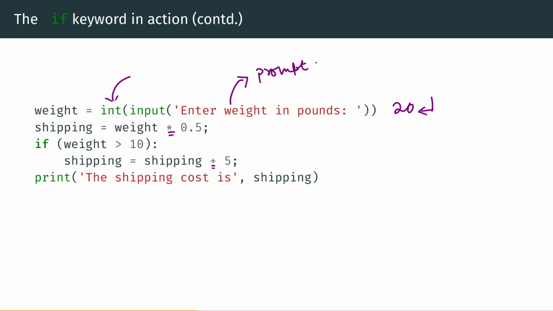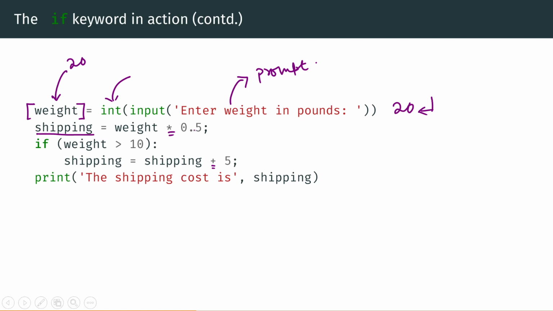So we do that and we save that value into a variable called weight. So weight equals int input, enter the weight in pounds. The user enters 20. So the weight now contains the value 20. Okay. Now the shipping cost is the weight times 0.5, because it's 50 cents, which is half a dollar for every pound, right? So the shipping cost would be weight times 0.5.